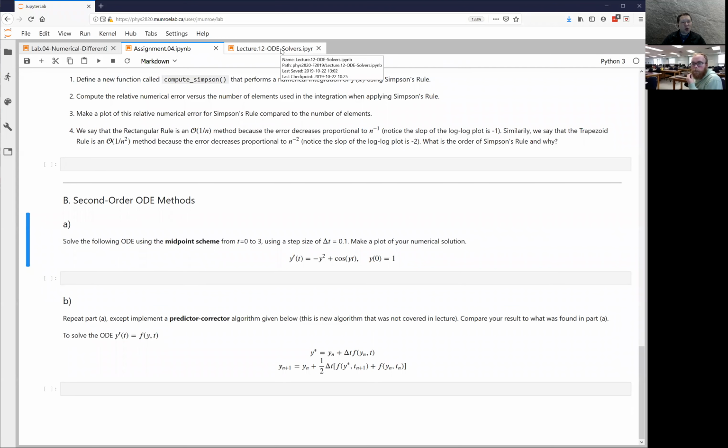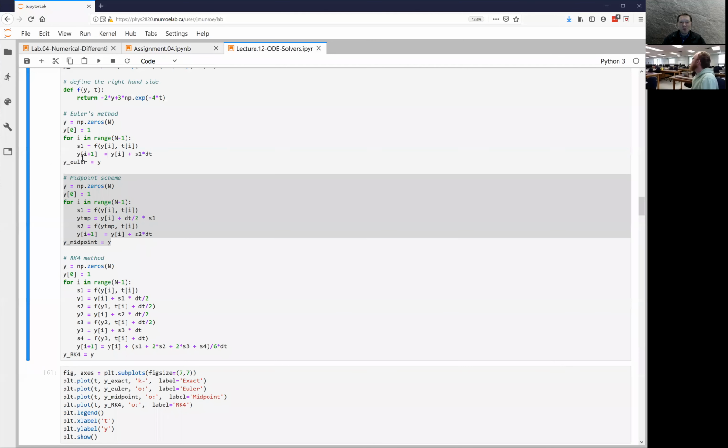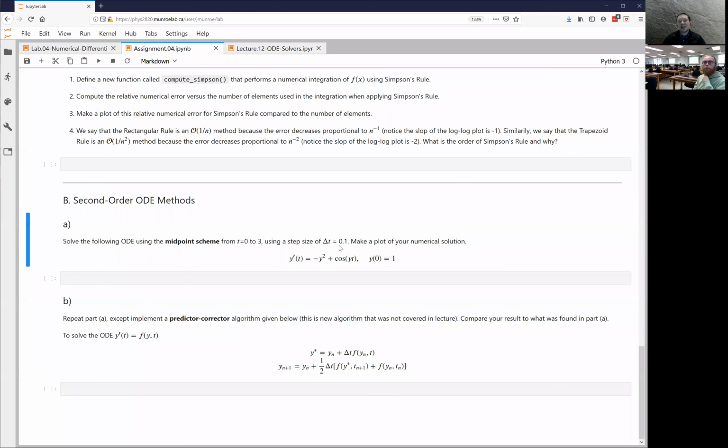I'm giving you some code that solves the midpoint scheme for any right-hand side. Here's a particular right-hand side. Solve it. Now, this question is actually going to get you to implement a brand new algorithm, something else, where I've given you the equations, and I want you to write a new solver, a new loop that solves that same system of equations. That other method is called a predictor-corrector equation.